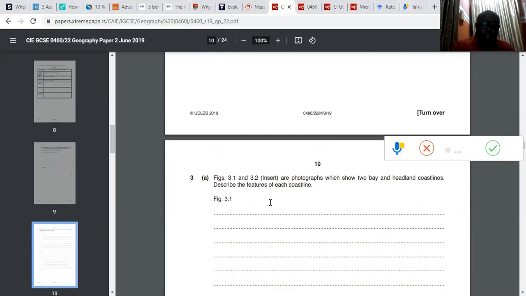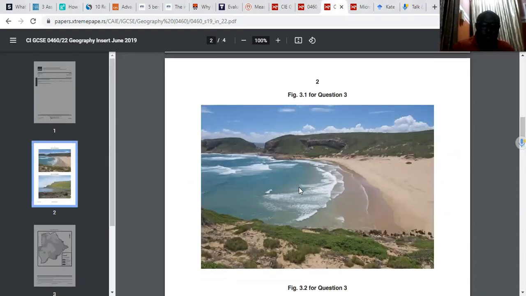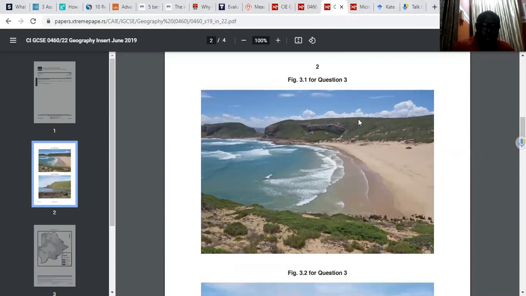So look at this. The question says: the photograph shows two bays and a headland; describe the features of the coastline. So this is the headland here, and this is the bay here. So what can you say about the headland?